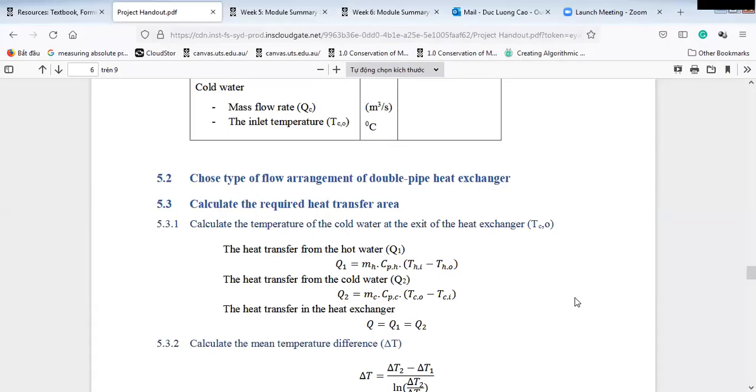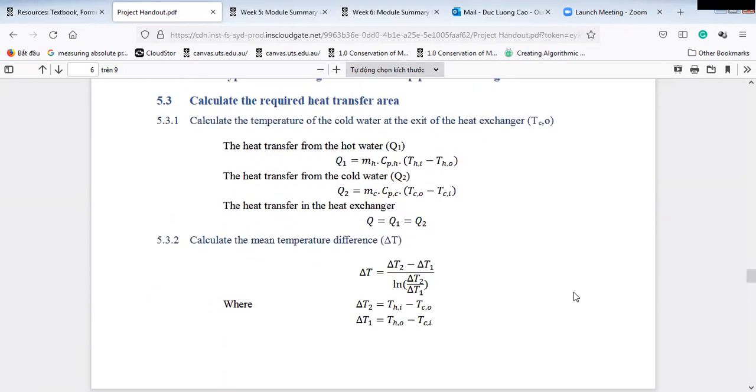Hi students, today I will show you how to design a heat exchanger. If you have a look at the handout on the left, I will show you the handout. In the handout, I show you one way to design heat exchangers.